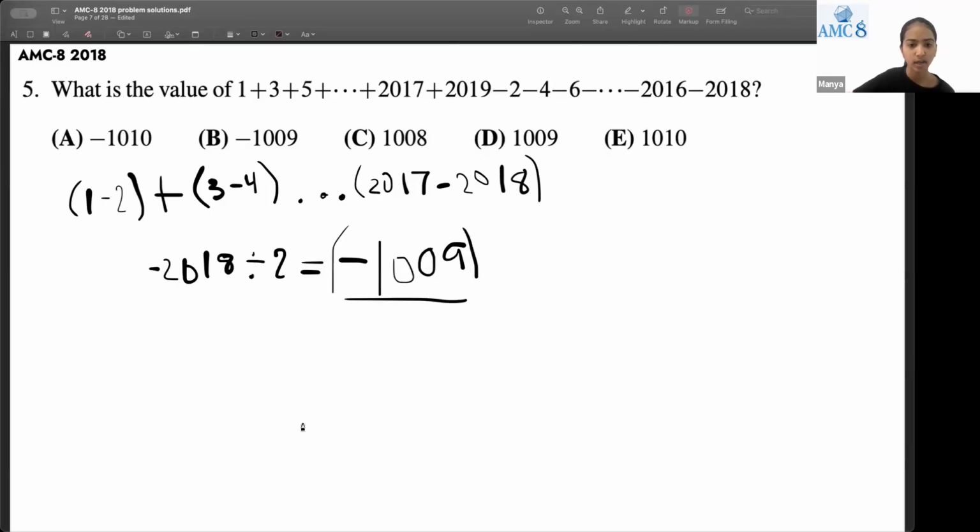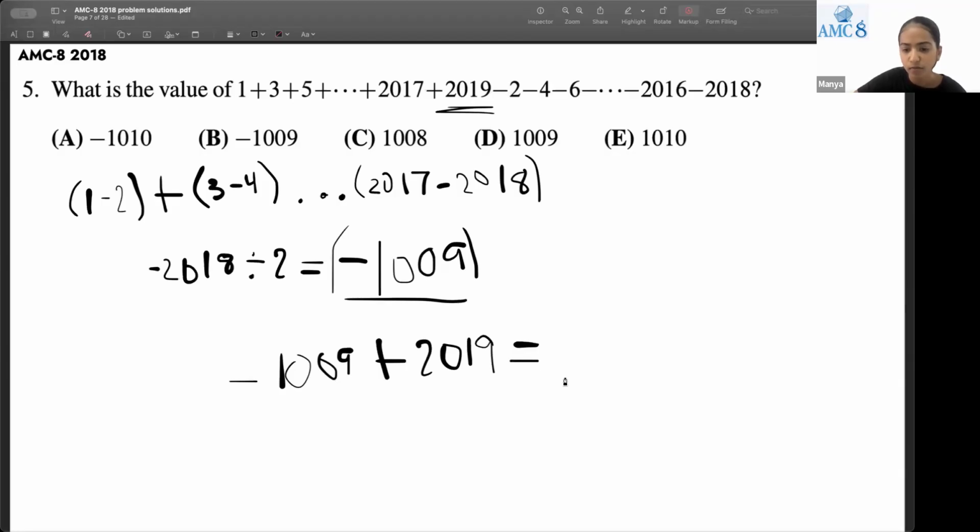So negative 1009 plus 2019. I'll be writing this here because we don't subtract 2019 from anything. So we have to do negative 1009 plus 2019. And if we were to solve this, then we would be getting 1010, since negative 1009 plus 2019 is going to be giving us 1010. And that's how we got our answer choice E.